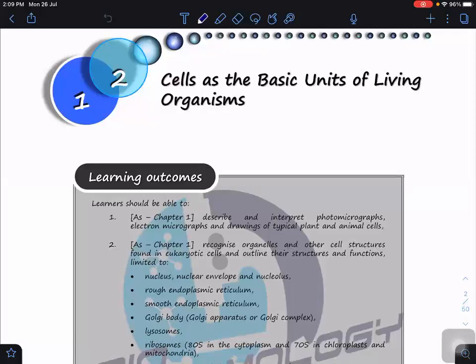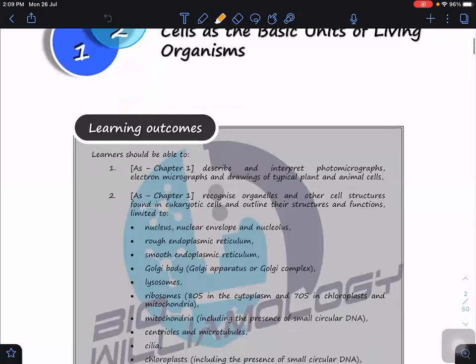Okay, so for 1.2, a more important part compared to 1.1, because for 1.1, we already learned about the viruses. So for these topics, then we look at the cells, okay? So viruses are non-cellular structures, but now we look at the cellular structures, particularly the eukaryotic cells, okay? So what we're going to learn for this 1.2, okay, what are the learning outcomes that we need to cover?